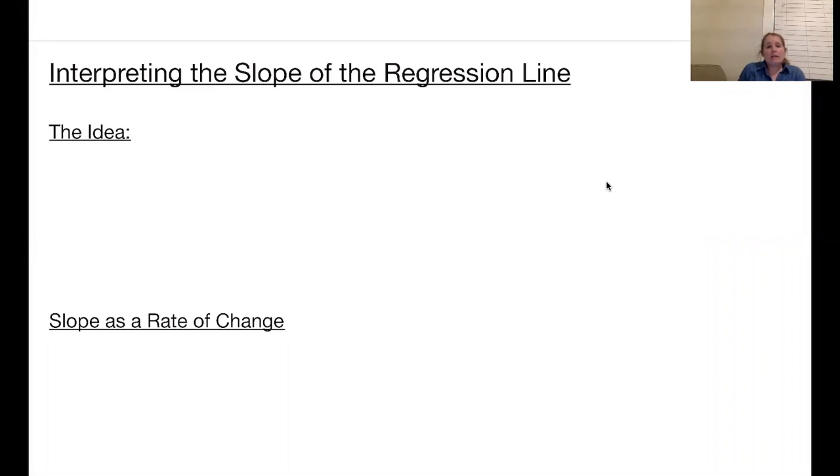And now let's look at interpreting the slope of the regression line. So the idea is to take advantage of the fact that slope is a rate of change and interpret in the context of the variables being used.